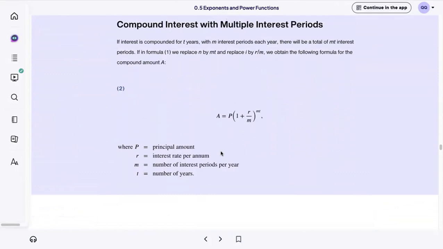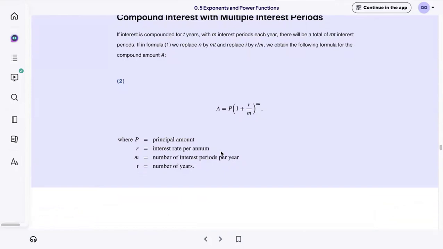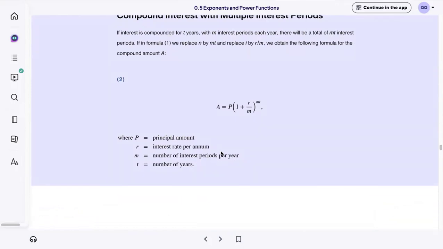Well, if the interest is not compounded annually, it could compound weekly, monthly, or daily. So that's why we have R and M. R here is the annual interest rate. M is the number of compound periods in a year.